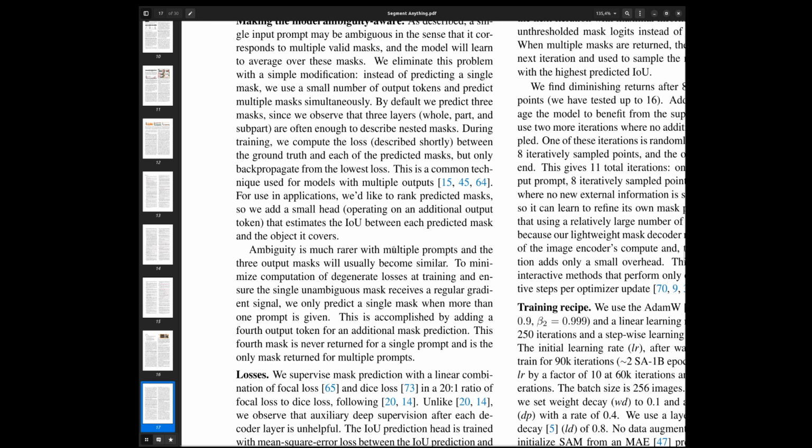Ambiguity is much rarer with multiple prompts, and the three output masks will usually become similar. To minimize computation of degenerate losses in training, and ensure the single unambiguous mask receives a regular gradient signal, we only predict a single mask when more than one prompt is given. This is accomplished by adding a fourth output token for an additional mask prediction. This fourth mask is never returned for a single prompt and is the only mask returned for multiple prompts.